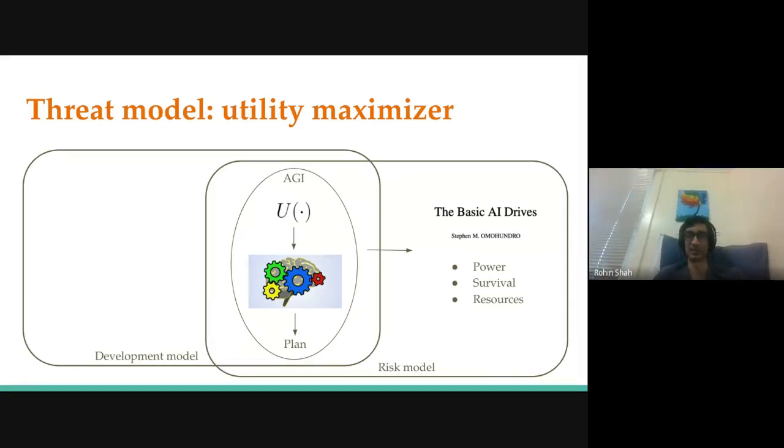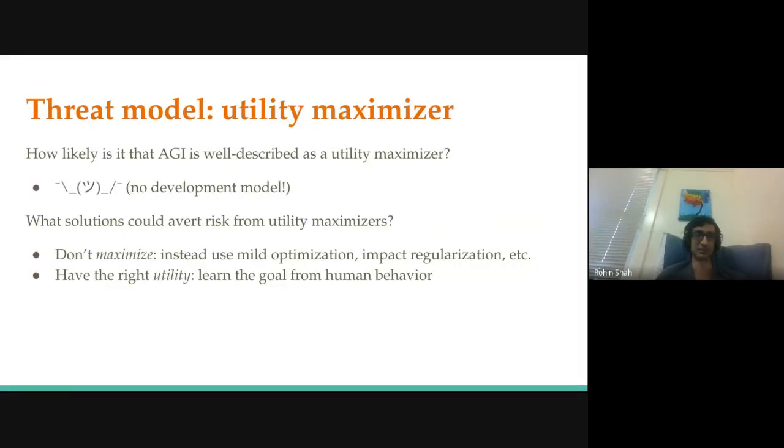And I think this risk model has been pretty well developed, and I mostly buy it conditional on this model of AGI. And then on the development model side, we mostly don't have anything. There isn't really a story that we can tell that starts from today and then leads to an AGI that looks like this. At least not one that I find convincing. Cool. So that's the utility maximizer threat model.